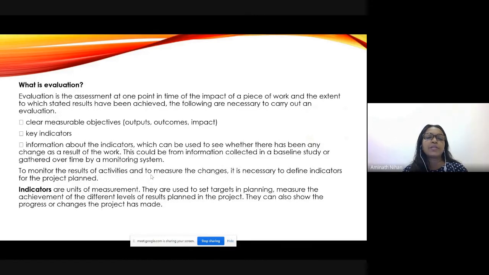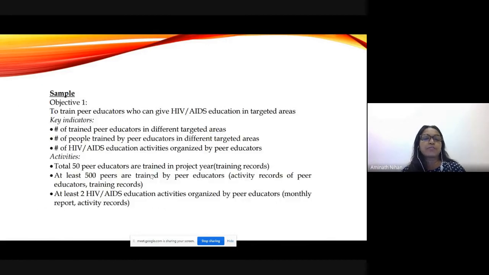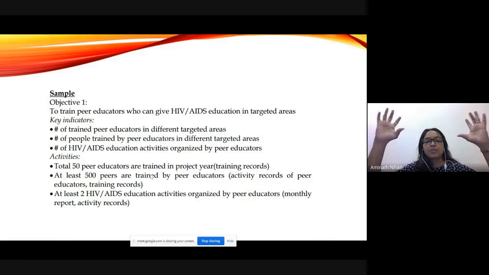And evaluation means the assessment at one point of time of the impact of something. So look at the objectives, outputs, outcomes, and the impacts, the key indicators, information about the indicator. So when you read the slide, also some details have been provided. And I put a little bit about what indicators are. They are units of measurement. For example, here, if you have this objective to train peer educators who can give HIV AIDS education in a targeted area. Let's say you have a project goal and under it there's one objective that says this.